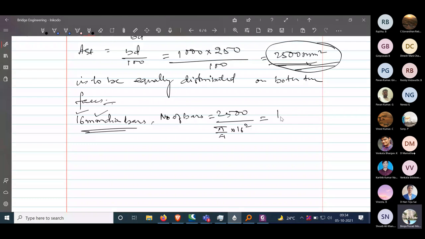So it is 12.43. So roughly we can say 13 numbers. Okay, so we need to give 13 number of bars on both the faces.